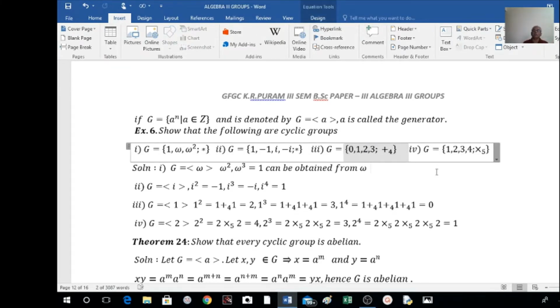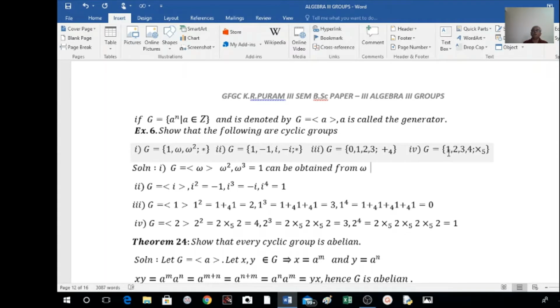Coming to the fourth example, here 1 is the identity element. I will try 2. My operation is cross 5, that is, multiplication modulo 5. 2 squared means 2 into 2, which is 4. 4 divided by 5 leaves remainder 4.